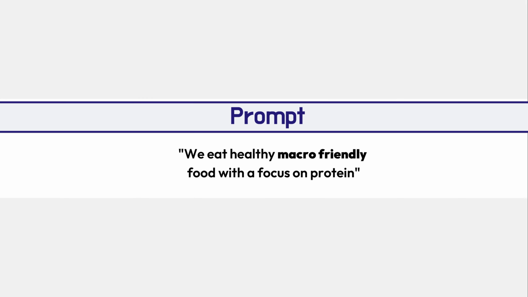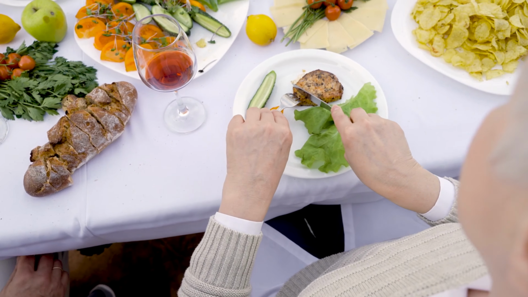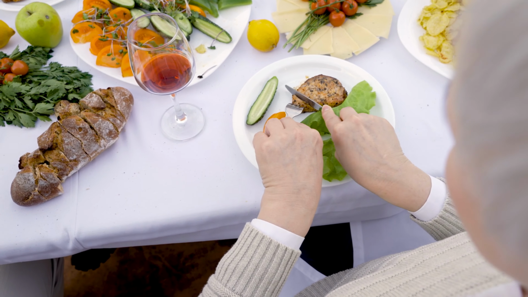So the next section, we're telling the AI about our eating style. We eat healthy, macro-friendly food with a focus on protein. So this is where you tell the AI your food philosophy. Now, personally, mine is pretty simple, right? Make it healthy, but make it interesting. Of course, adjust this based on your goals and your preferences.